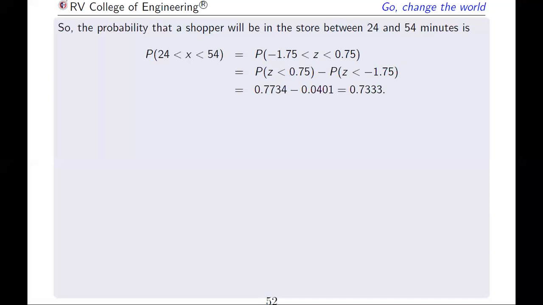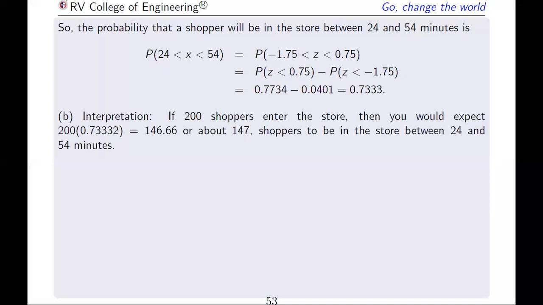What this suggests is that if 200 shoppers enter the store, you would expect 147 shoppers to be in the store between 24 and 54 minutes.